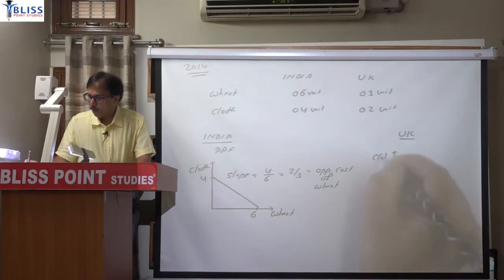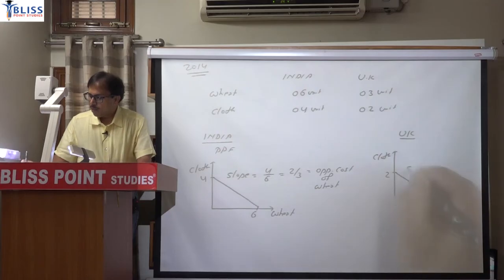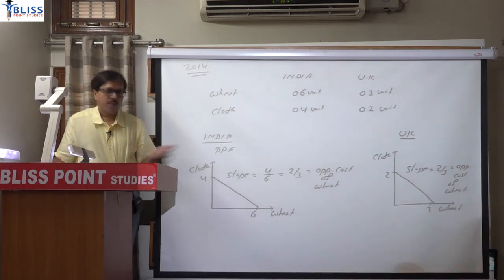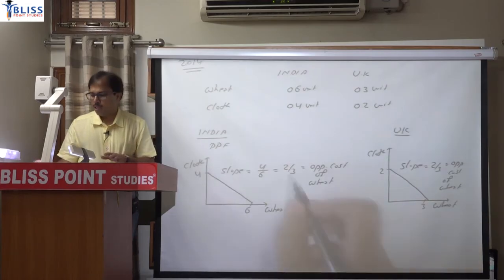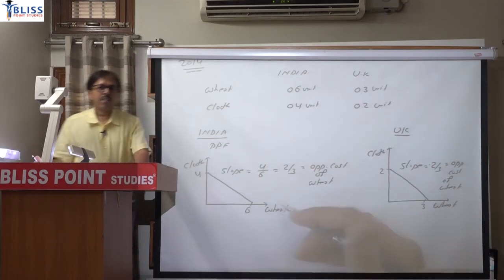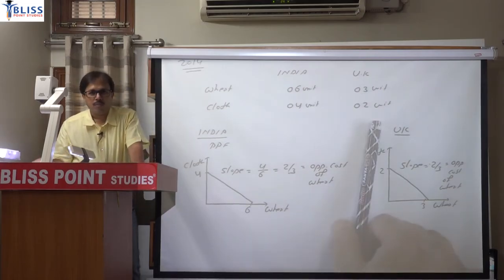Wheat and cloth in UK, 3 units and 2 units. When you calculate the slope, the slope is again 2 by 3, and we know that slope is opportunity cost, so that is the opportunity cost of wheat. So when we compare the opportunity cost of wheat in India and UK, we find that opportunity cost is the same in both countries. But if opportunity cost is the same, then trade is not profitable, trade is not beneficial. So in this case there will be no exchange, there will be no trade.